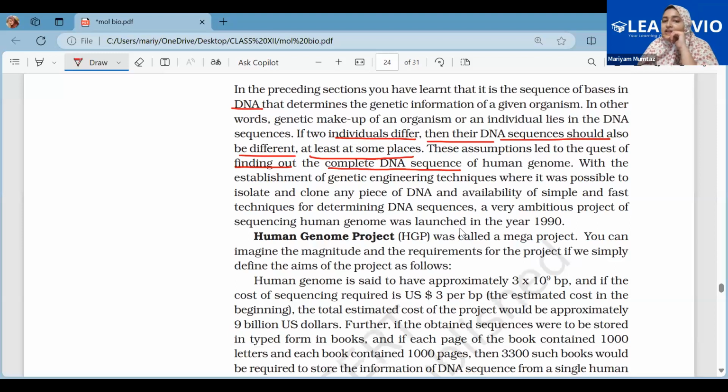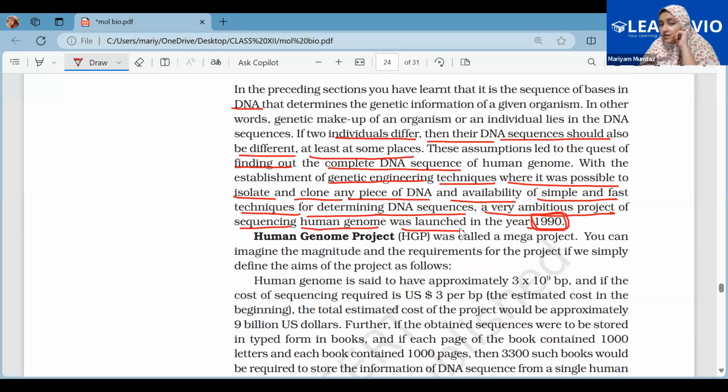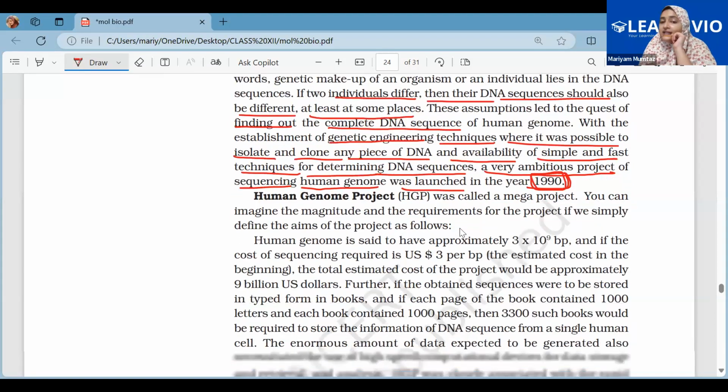Now, with the establishment of genetic engineering techniques, where it was possible to isolate and clone any piece of DNA, and availability of simple and fast techniques for determining DNA sequences, a very ambitious project of sequencing the human genome was launched in the year 1990. You people have to remember the year for this particular project. In 1990, this was launched.